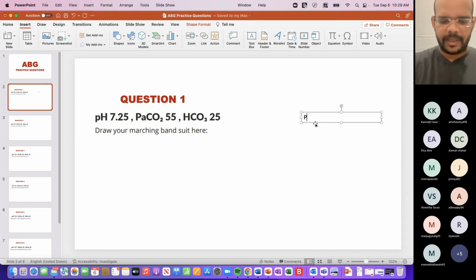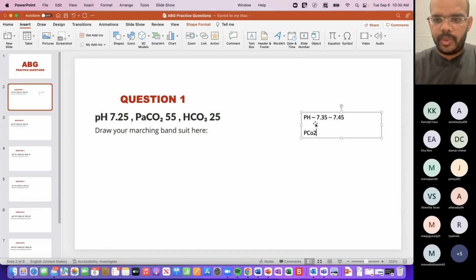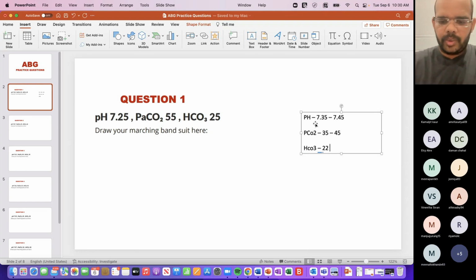Okay, let's put the chart like this. pH is 7.35 to 7.45. Next is PCO2, which is 35 to 45. Next is HCO3, which is 22 to 26.